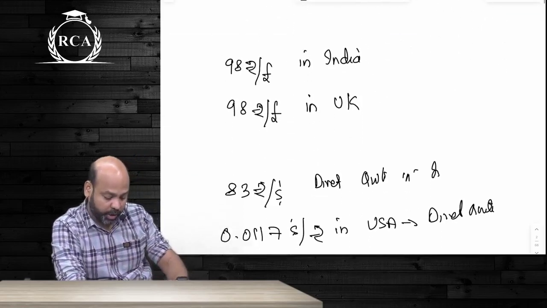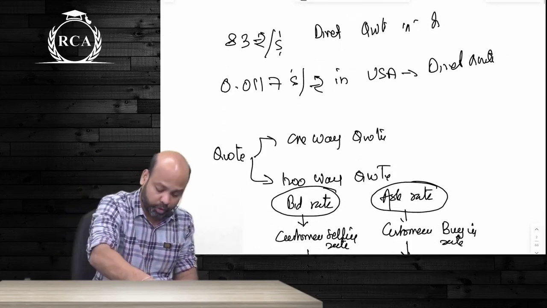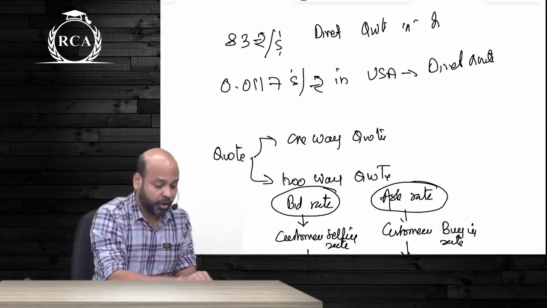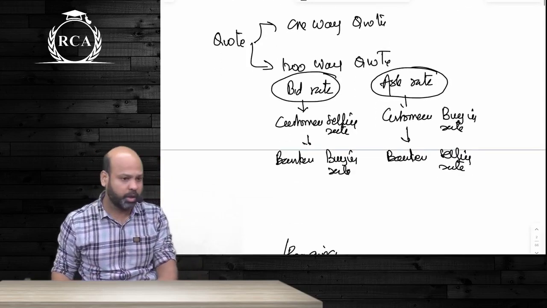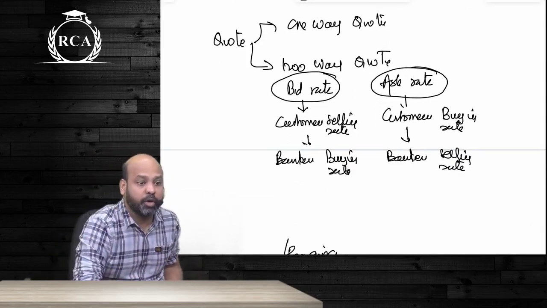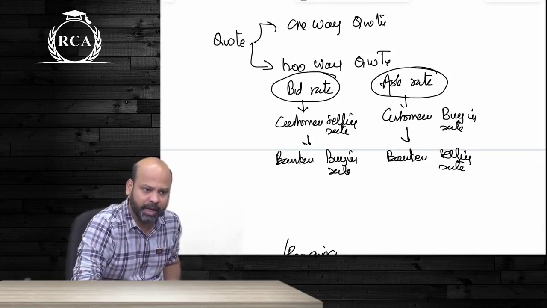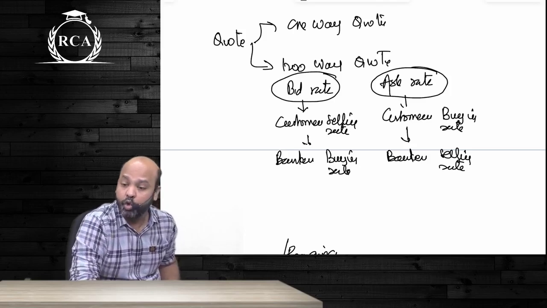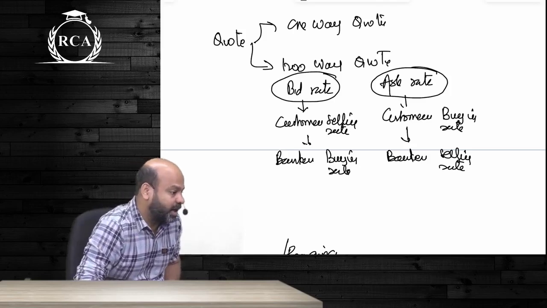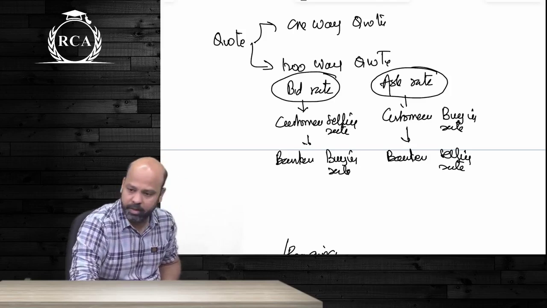After direct quote and indirect quote, we moved on to the concept of one-way quote and two-way quote. A one-way quote would mean that there is a single rate that is given for both buying and selling of the foreign currency. A two-way quote is where the bid rate and ask rate are specified.